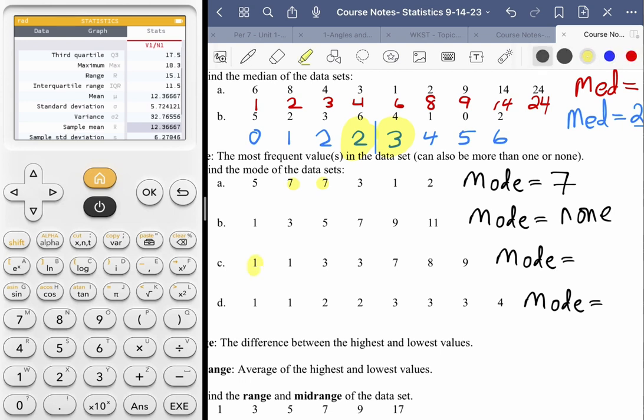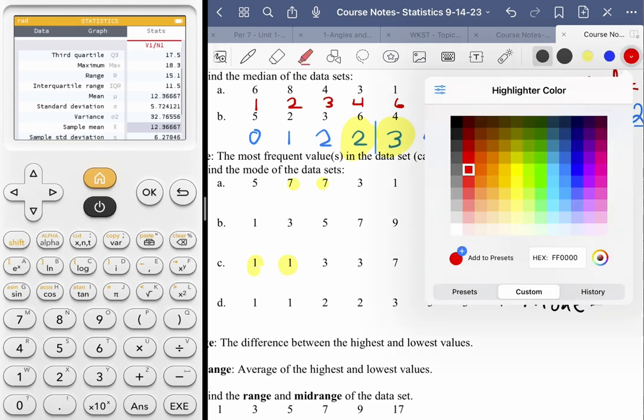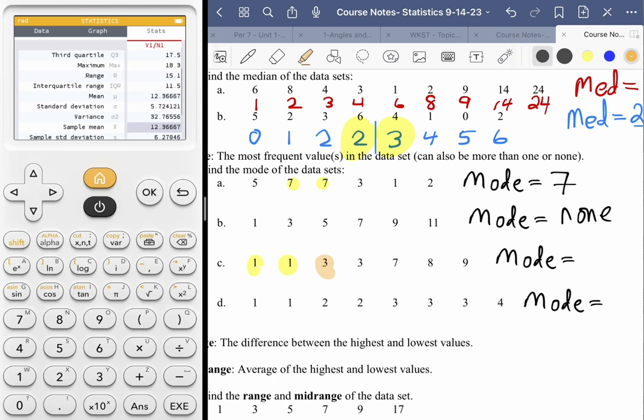For C, the 1s occur twice, the 3s occur twice. Let me get a lighter one here. Go orange. It looks orange on mine. So we have 2 modes, right? Because they both occur more frequently than the remaining values in the set, but neither of them occurs more frequently than the other. So we would just say it's a tie, the 1 and the 3.